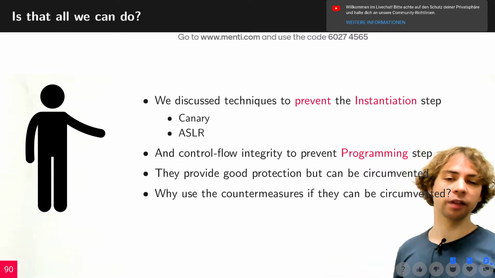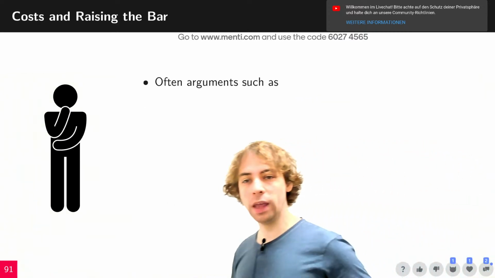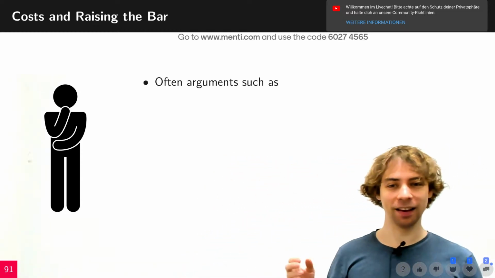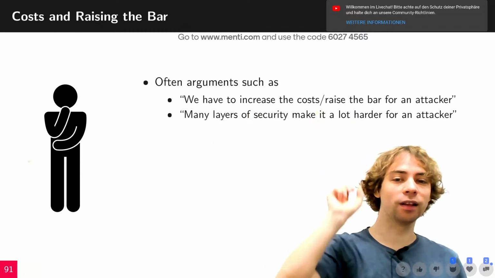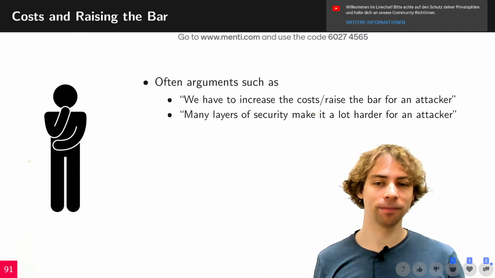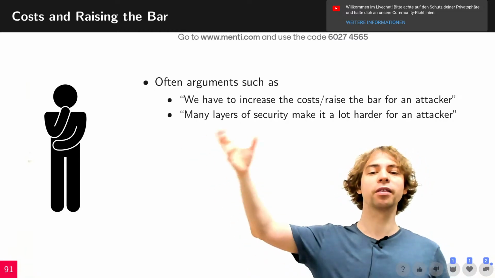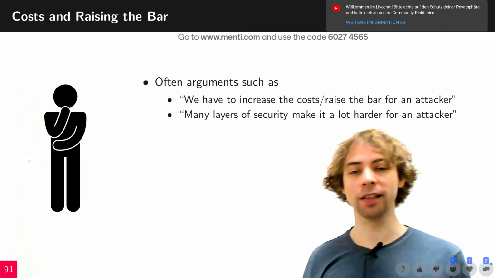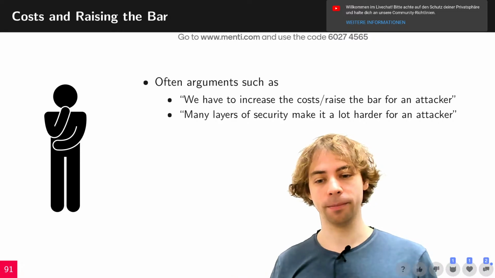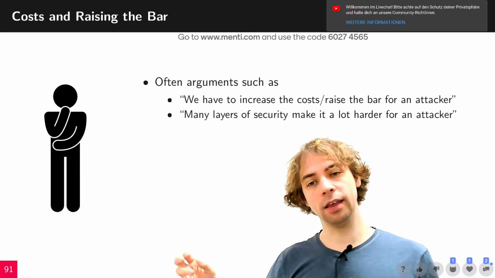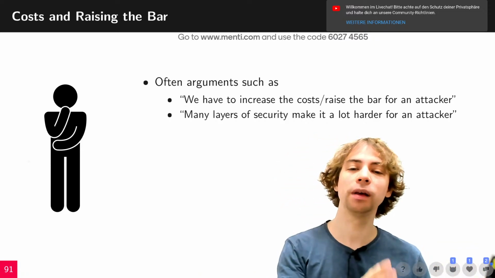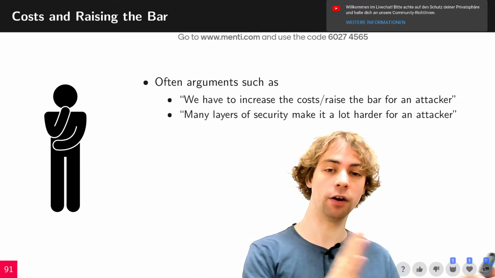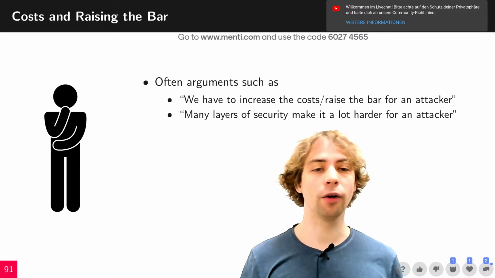But why do we use countermeasures then if they can be circumvented? We raise the bar. Usually the argument is we have to increase the cost, raise the bar for an attacker. Or many layers of security make it a lot harder for an attacker. You will find expressions like defense in depth. If the company knows, okay, this could become a problem at some point, let's apply a defense in depth here. If someone gets this far, then they will still be stopped by this countermeasure.